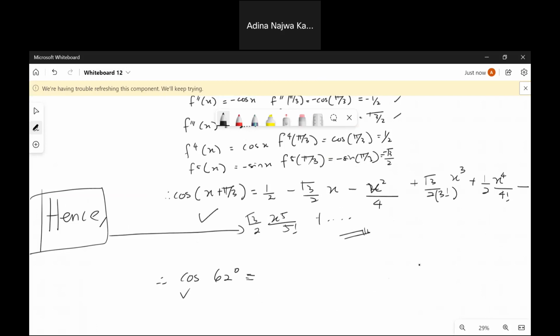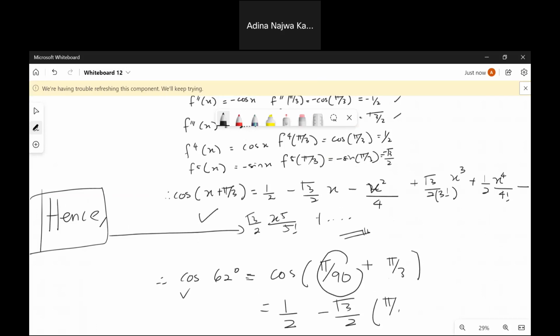62. So this is equal to cos of pi over 90 plus pi over 3, right? So pi over 3, we already have that. Now this is actually the value of x. So by using this, just substitute pi over 90 inside your x. So 3 over 2, your x is pi over 90.